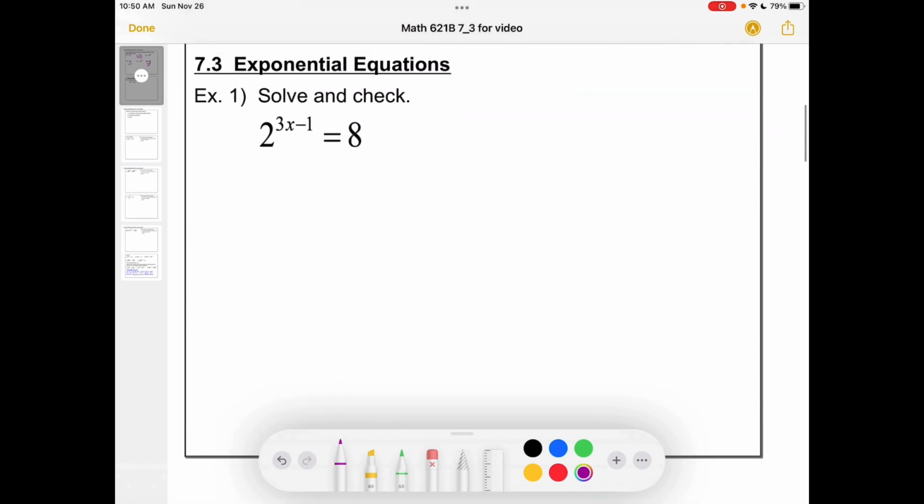So let's take a look at solving an exponential equation. And this is where our notes start, so if you want to take a second and copy this down, that would be great. You can pause if you need a little time.